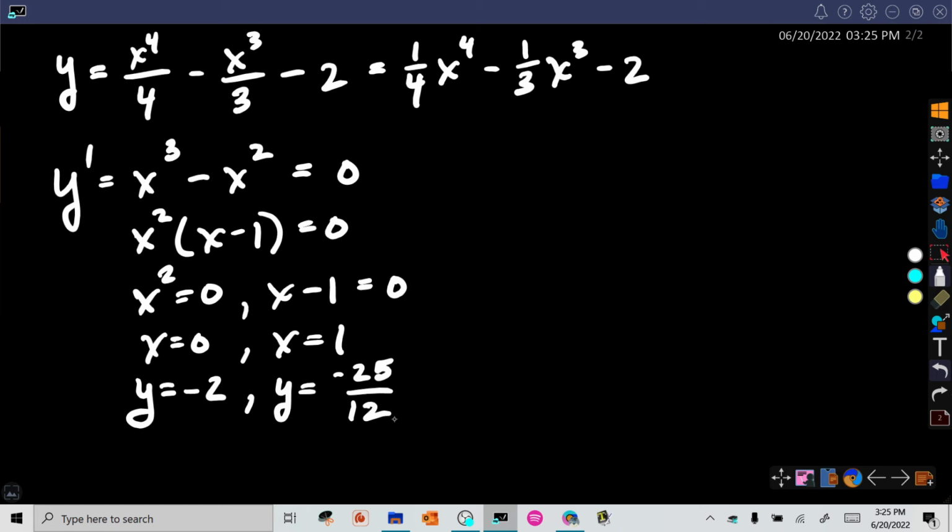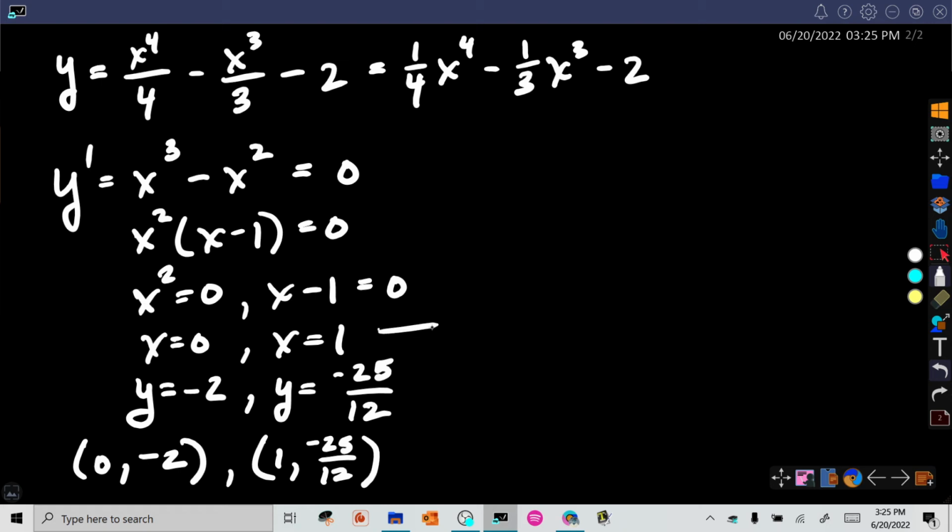So the points are going to be the points (0, -2) and (1, -25/12). So these are the critical values. And these right here are the critical points.